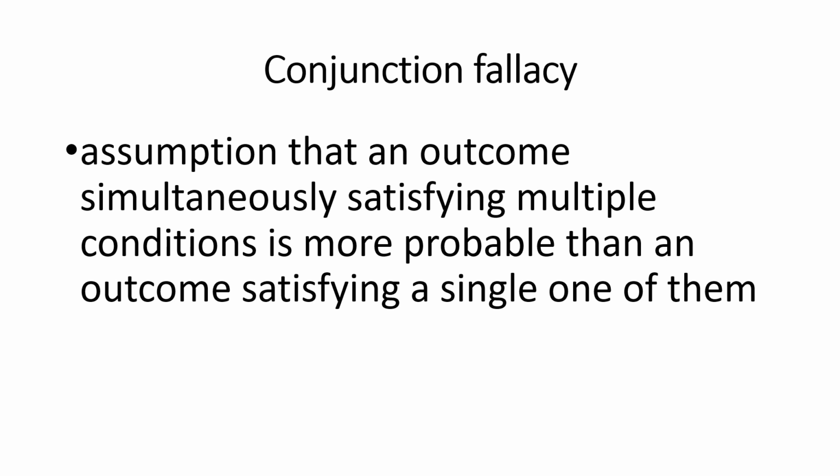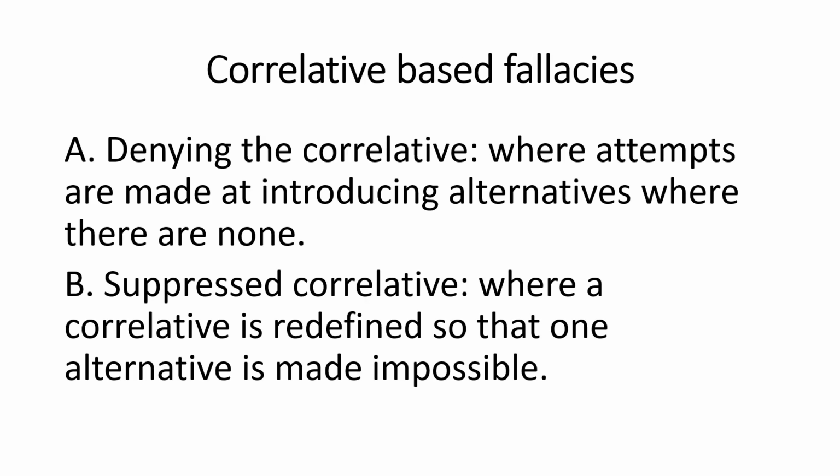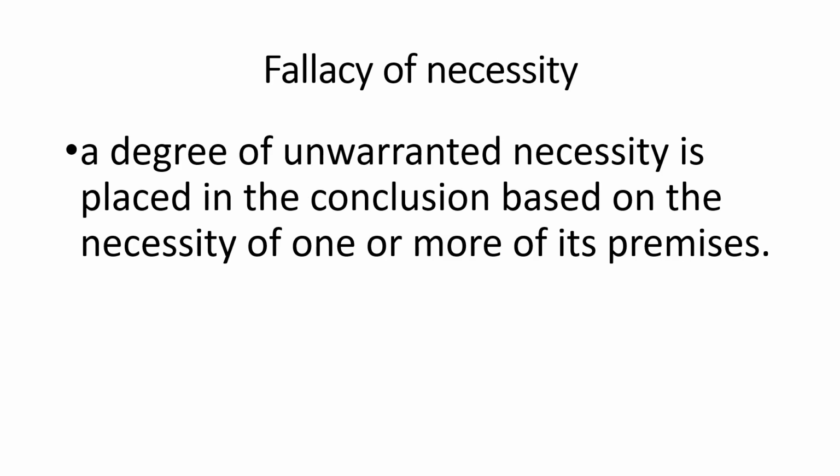Conjunction fallacy. Assumption that an outcome simultaneously satisfying multiple conditions is more probable than an outcome satisfying a single one of them. Correlative based fallacies. First, denying the correlative, where attempts are made at introducing alternatives where there are none. Second, suppressed correlative, where a correlative is redefined so that one alternative is made impossible.